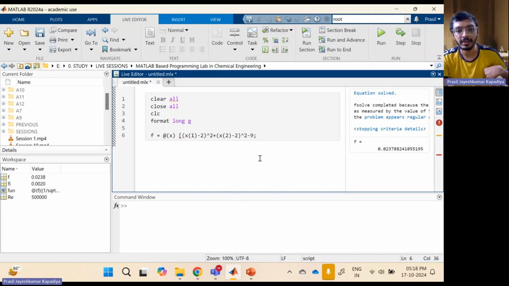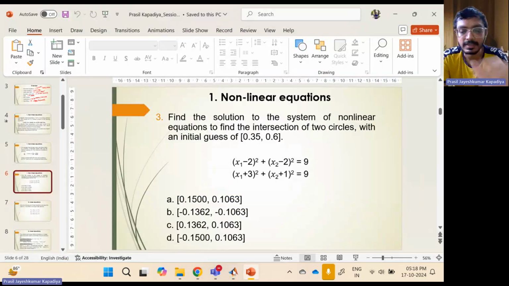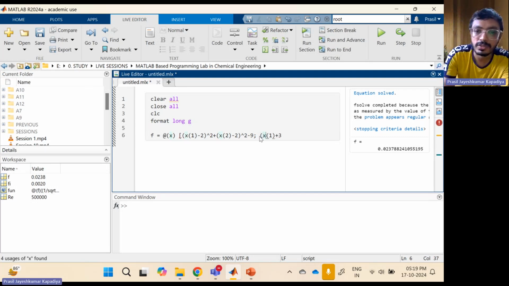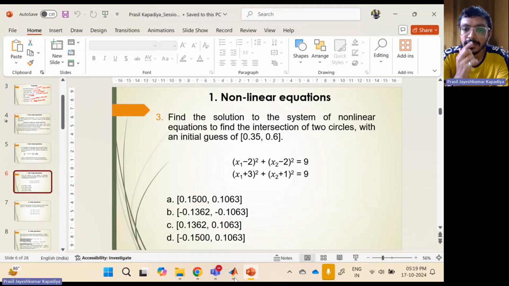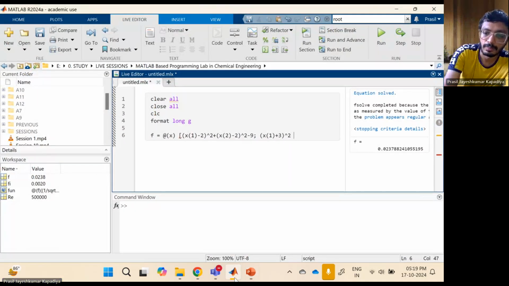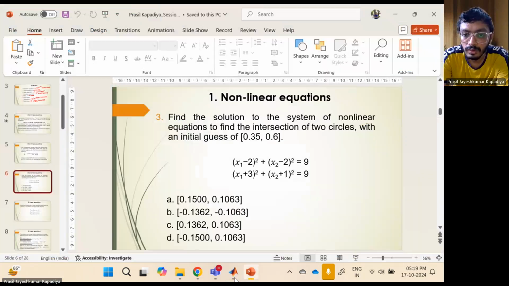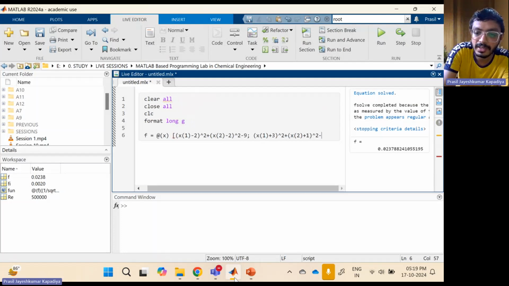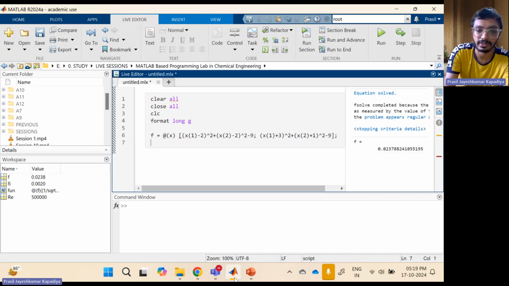Correct. Now I will write down my second equation. That is x of 1 plus 3 whole squared. So x of 1 plus 3, that is whole squared, plus x of 2 plus 1 whole squared, minus 9. So this is my second equation.